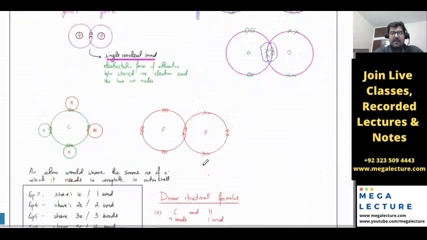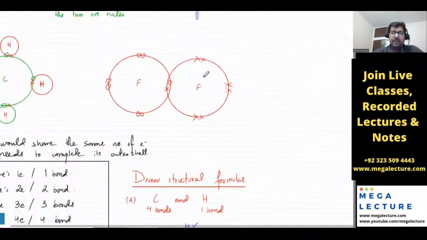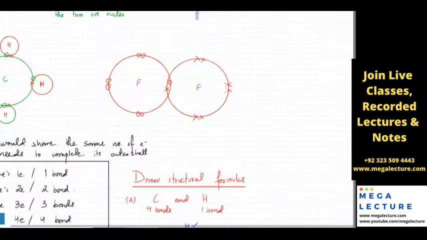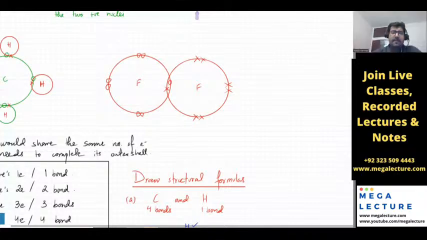Similarly, you had fluorine. The thing is, no one is willing to lose electrons. Both of them are trying to gain electrons. Fluorine wanted one electron, the other fluorine also wanted one electron, so two electrons got stuck.